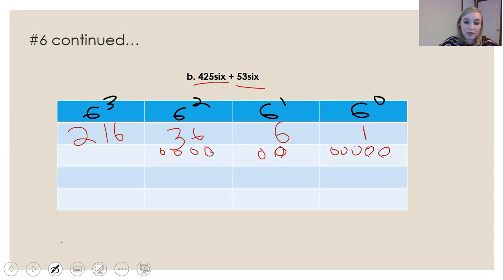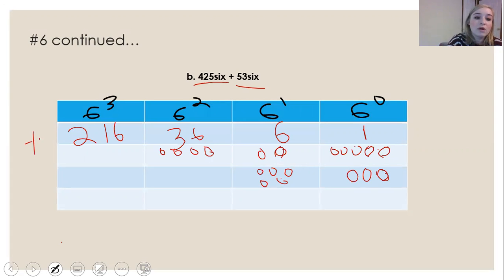And now 53. 53 is not as big of a number as 425. So we have to go to the ones place. And we have to go 1, 2, 3, 4, 5, 53.